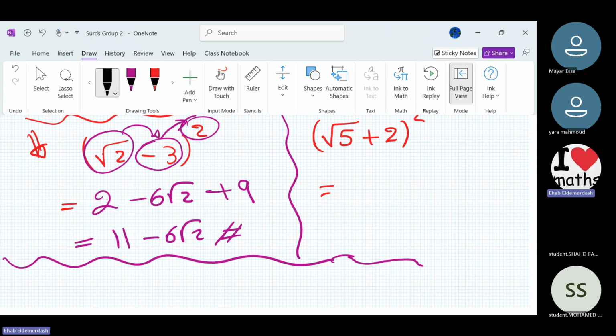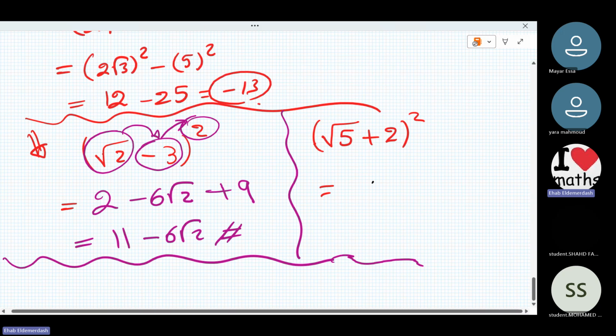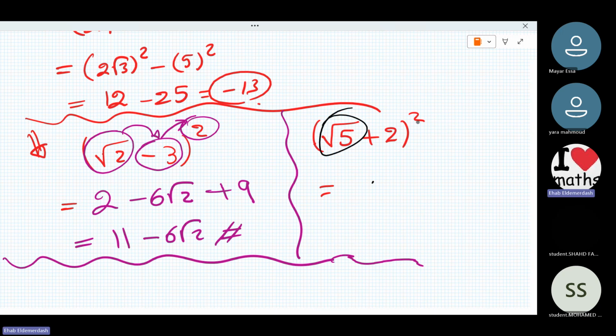It's the same scenario. Even if you make it as two brackets beside each other and use the distribution method, it's not wrong. But you should be strong enough to do it in one step. You can make it in one go. So the first squared is 5. The second squared is 4. Then first times second times 2 gives us 4 root 5.